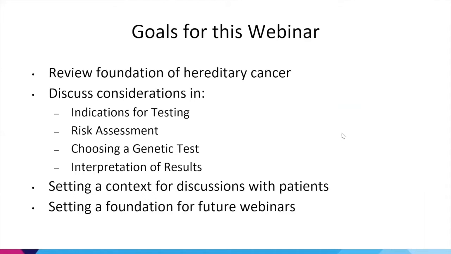So the goals for today's webinar: first is to review the foundation of hereditary cancer, and then we will use that foundation to discuss the indications for testing, risk assessment, how to choose a genetic test, and interpretation of results. This will hopefully set a context for different providers to have discussions with patients, but also set a foundation for future webinars. So we might err on the side of being a little bit more basic with this webinar so that in future webinars we can build upon this one.